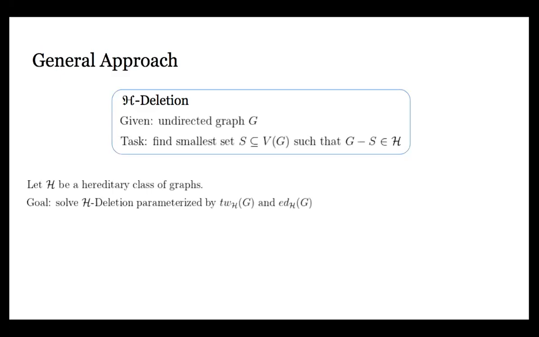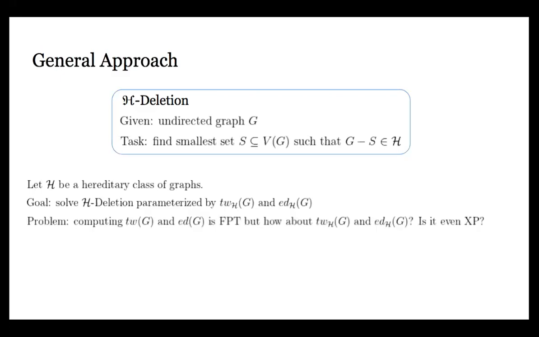So our goal is to solve the H-deletion problem parameterized by H-treewidth and by elimination distance to H. In the latter case, ideally, we would like to achieve polynomial space computation, because algorithms parameterized by elimination depth can sometimes be made to run in polynomial space. But we run into a very fundamental problem.